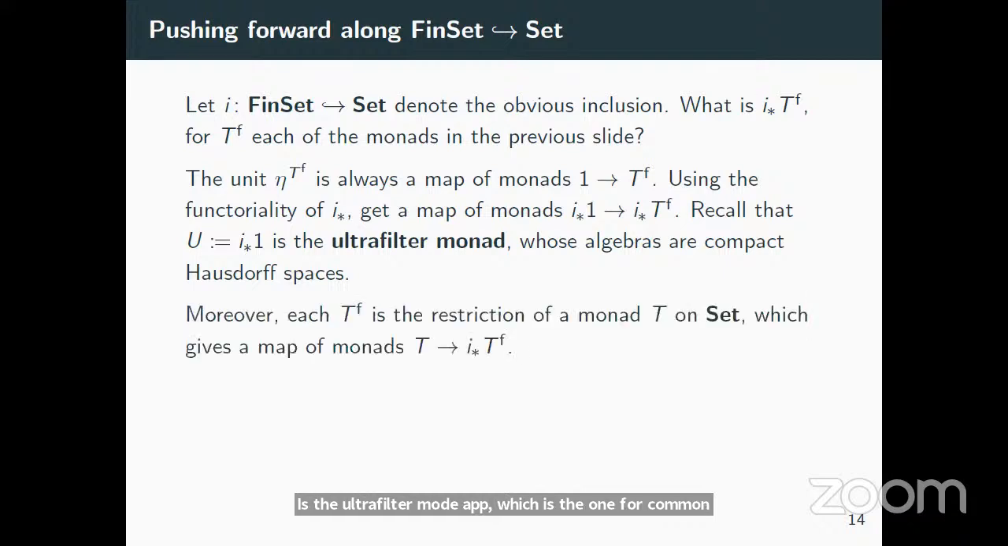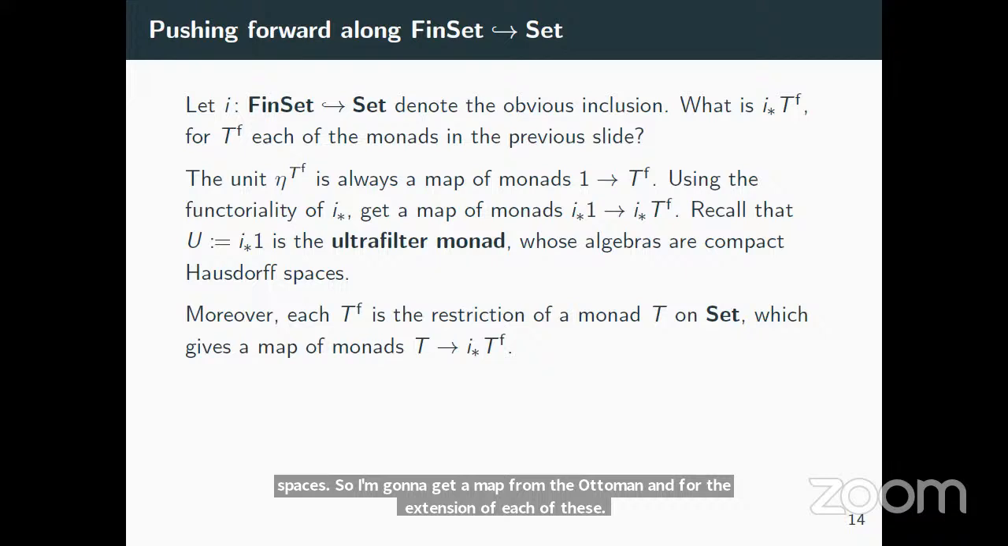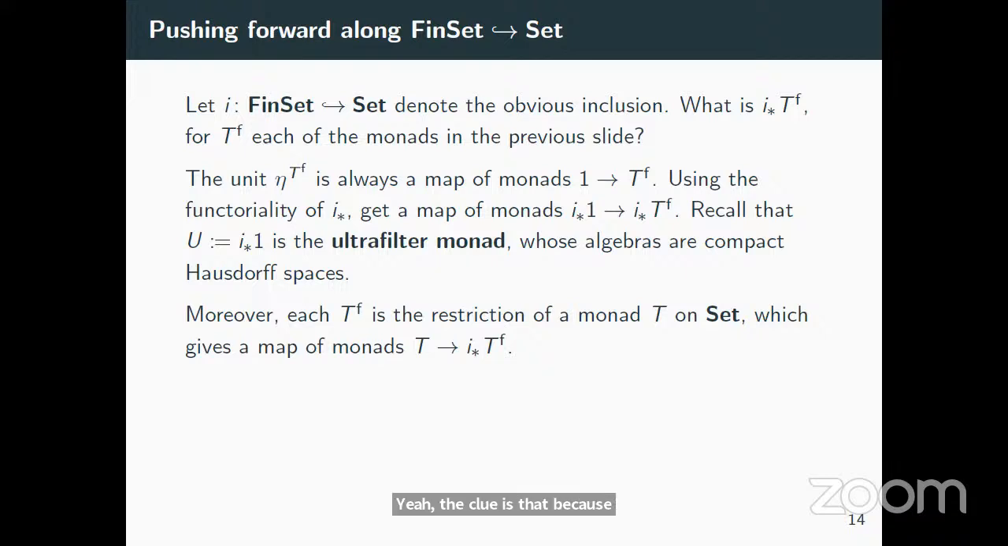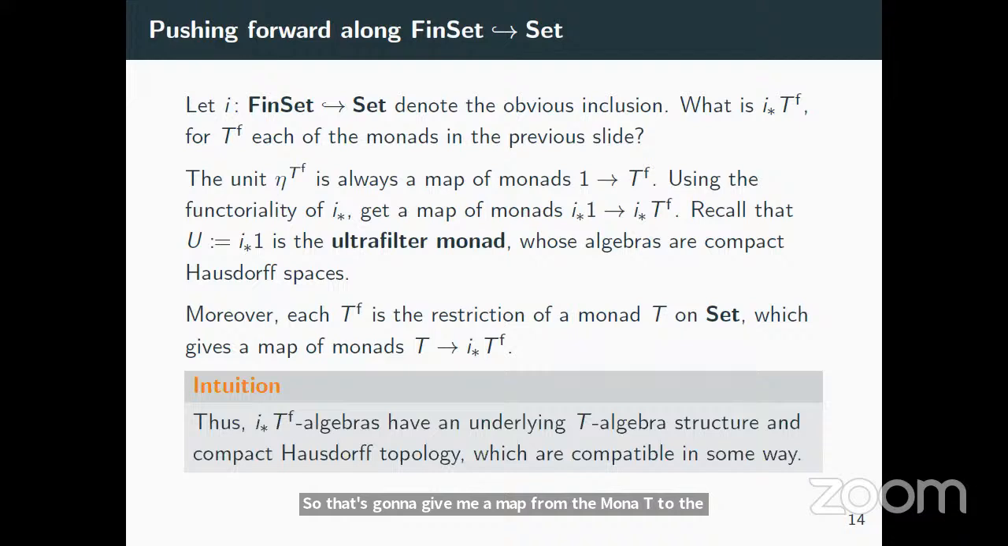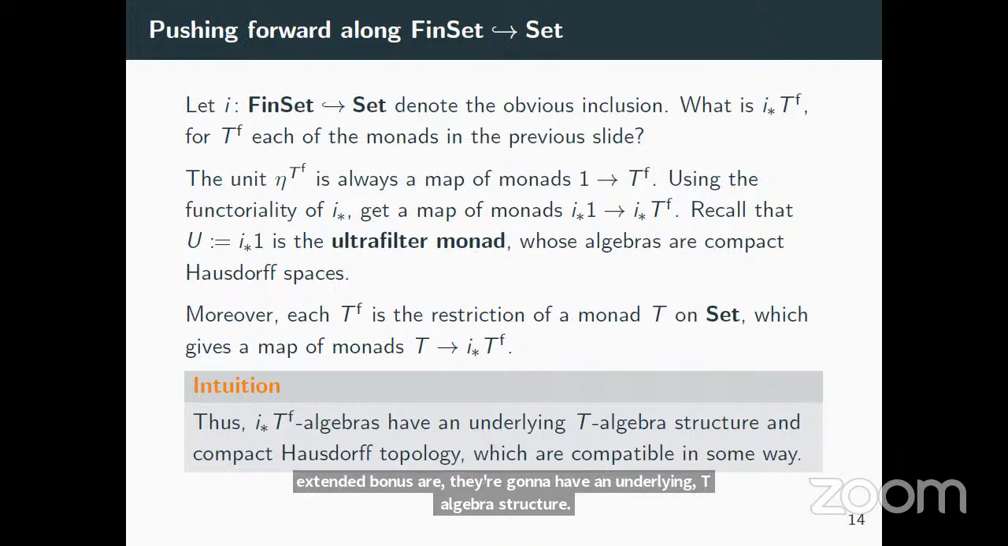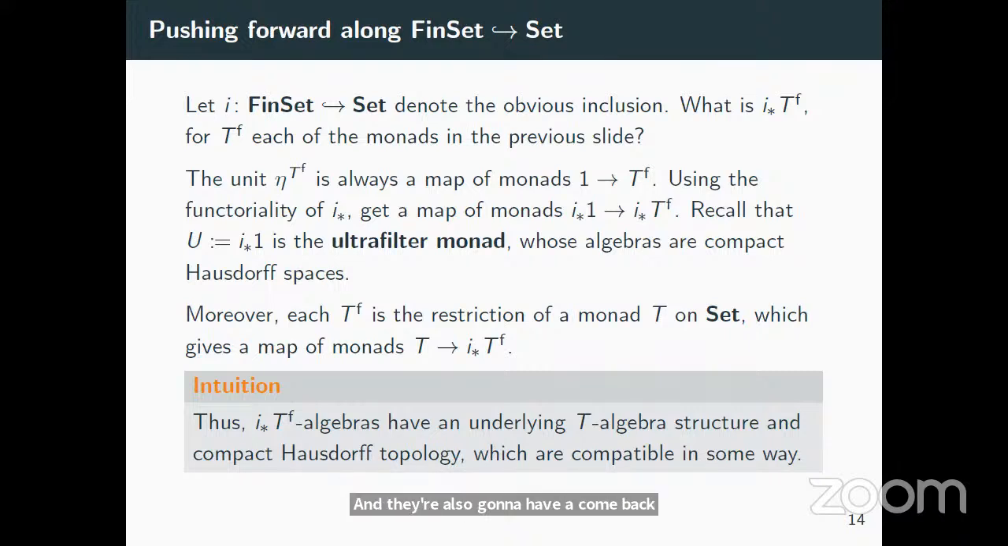The other clue is that because TF is a restriction of an already monad on set, I can draw the square and put the monad on set on the right-hand side, and I have an equality in the middle. So that's going to give me a map from the monad T to the extension of this restriction. Intuitively, what this is telling us is that whatever the algebras for the extended monads are, they're going to have an underlying T algebra structure, and they're also going to have a compact Hausdorff topology. But we have to understand in which way these two structures combine.